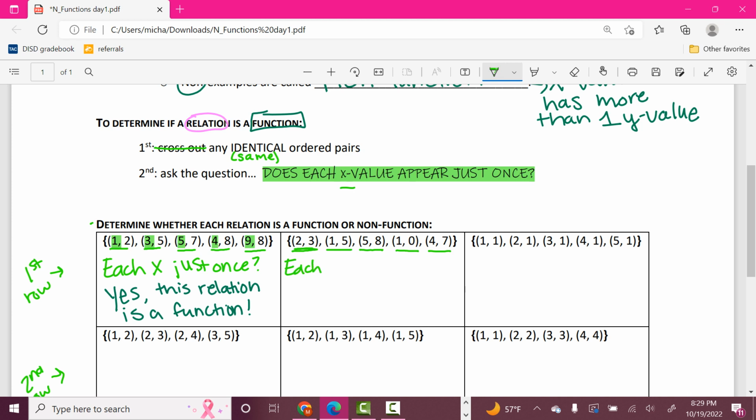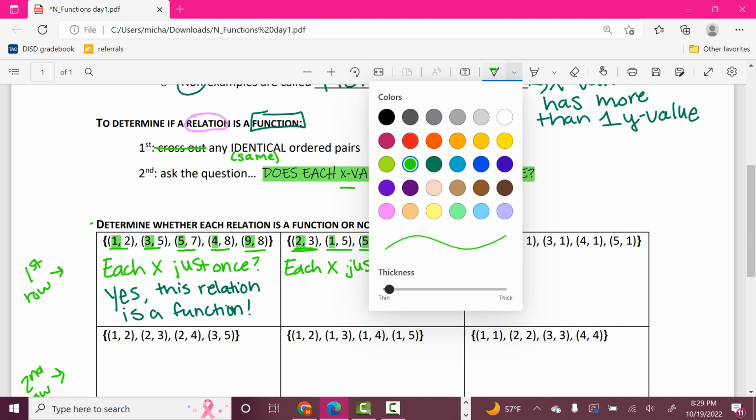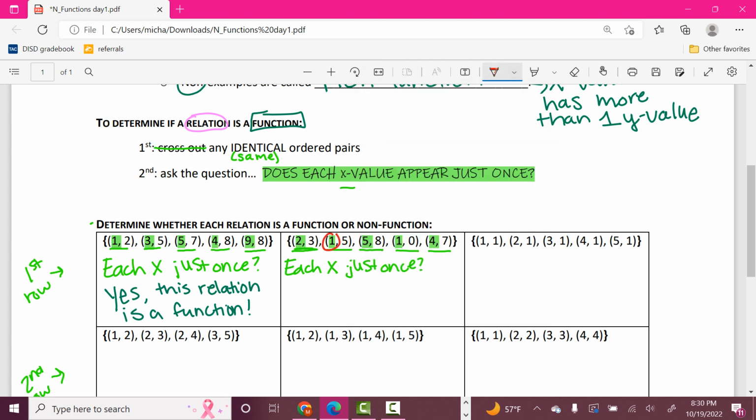So I need to know the x values. So does each x happen just once? The x values are 2, 1, 5, 1, and 4. So I see that the x value, 1, happens more than once. So the answer to that is no, which means this relation is not a function.